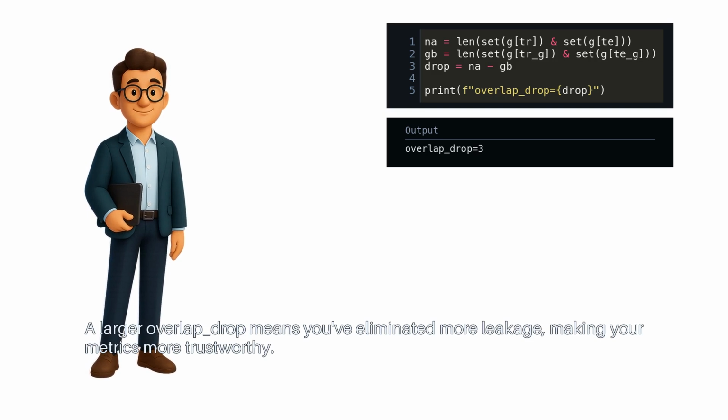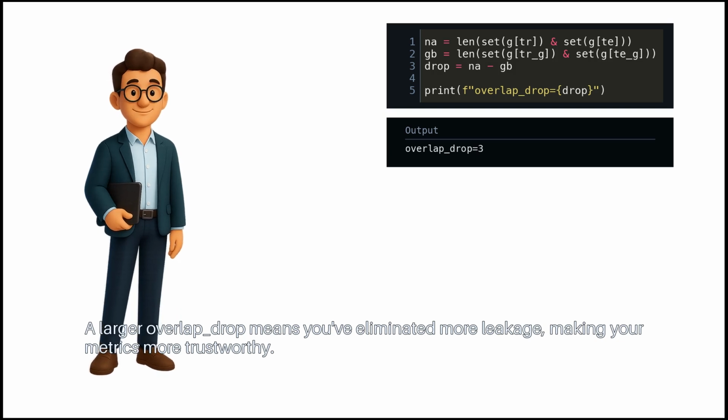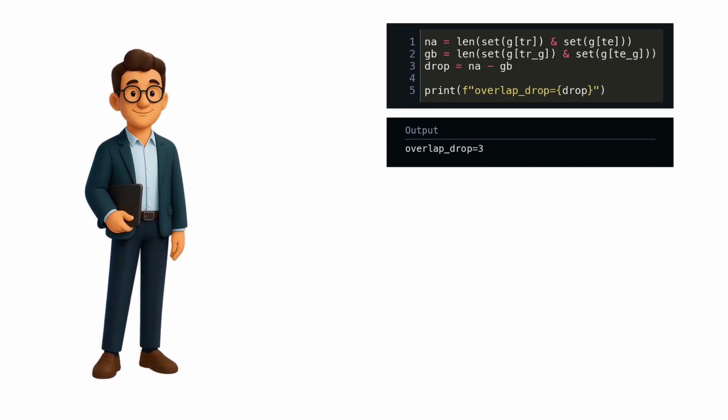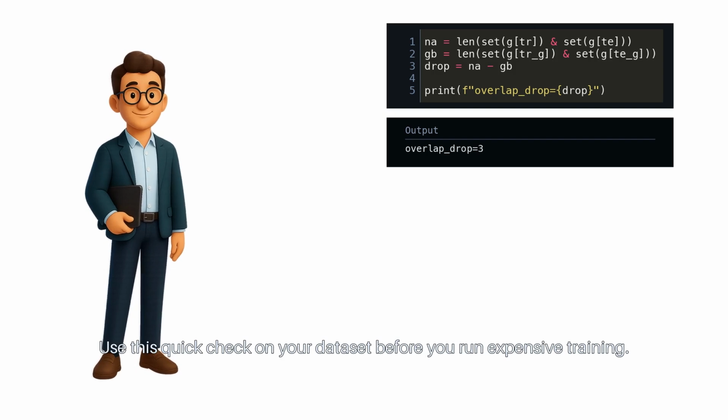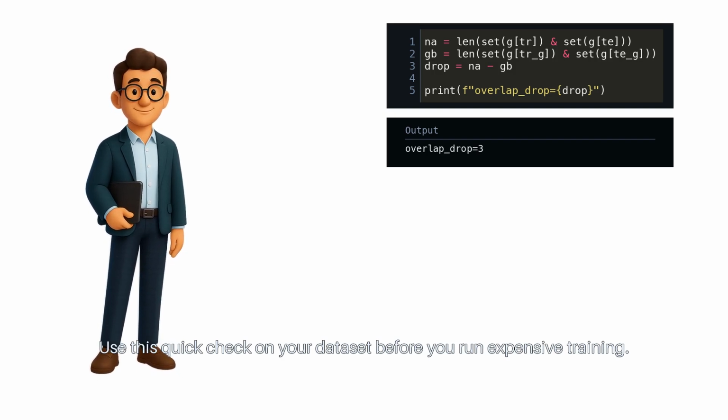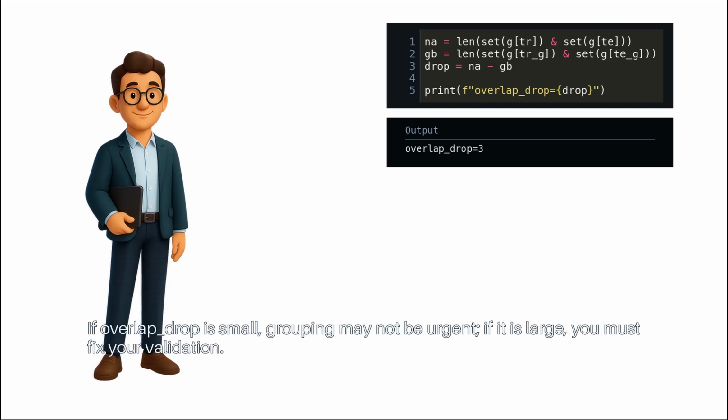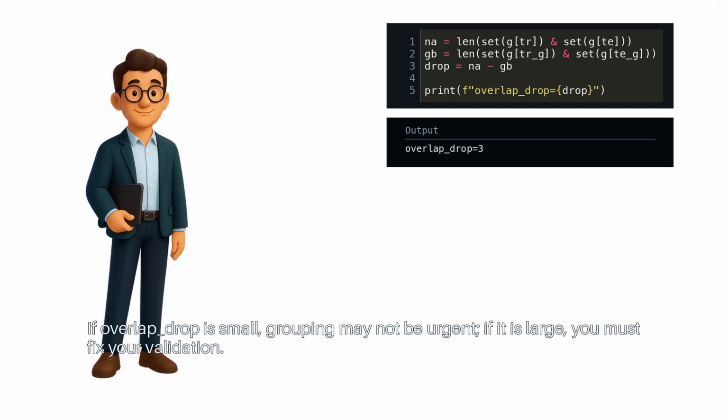A larger overlap drop means you've eliminated more leakage, making your metrics more trustworthy. Use this quick check on your dataset before you run expensive training. If overlap drop is small, grouping may not be urgent. If it is large, you must fix your validation.